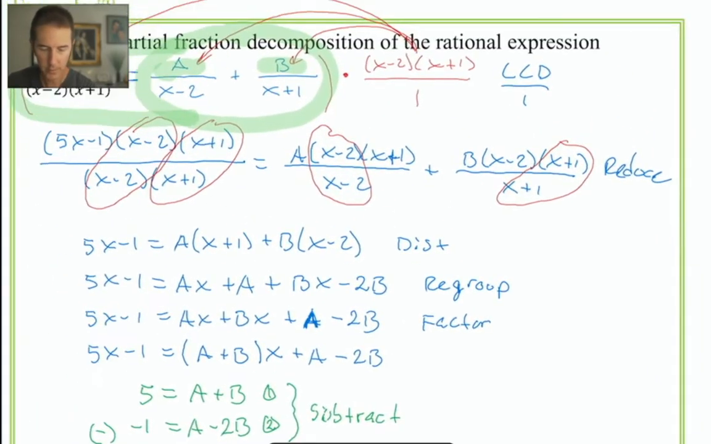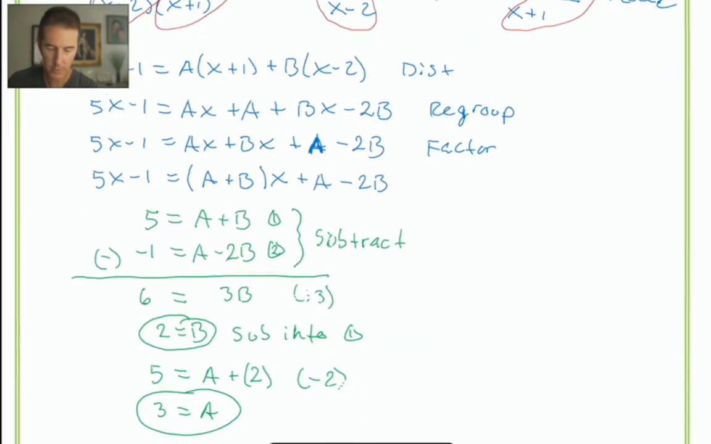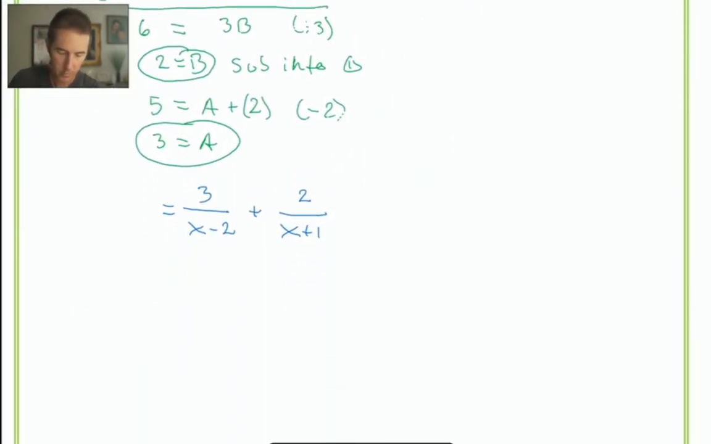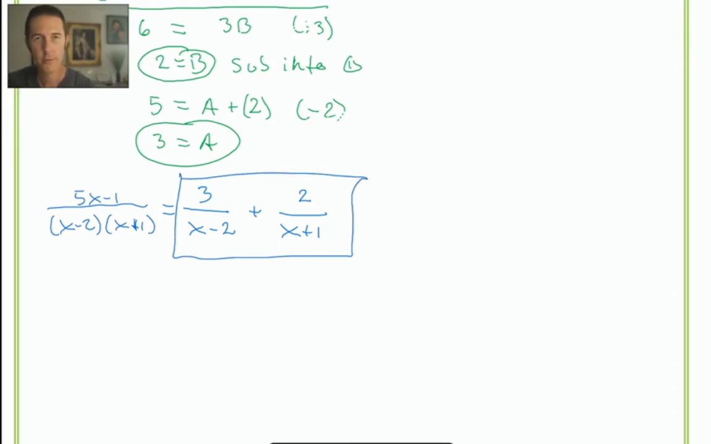And if you'd like, as I said, you can rewrite this first fraction, 5x minus 1. But this is really your final answer. And that is partial fraction decomposition.